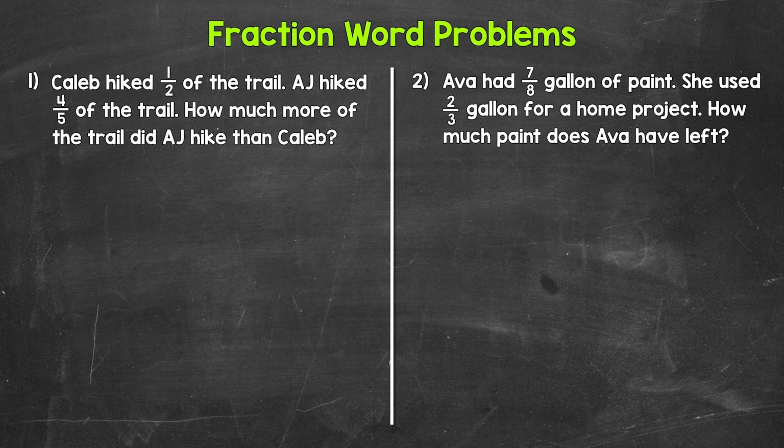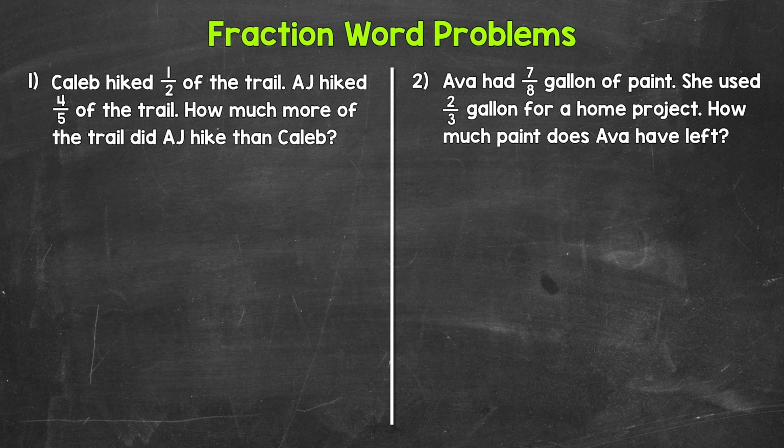So here are our subtraction examples. Let's jump into number 1, where we have Caleb hiked 1/2 of the trail. AJ hiked 4/5 of the trail. How much more of the trail did AJ hike than Caleb?